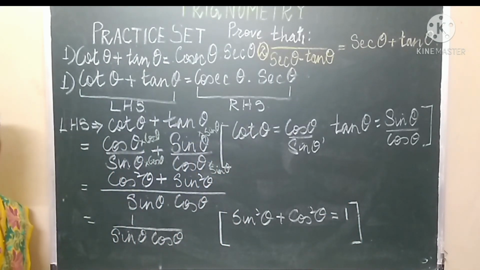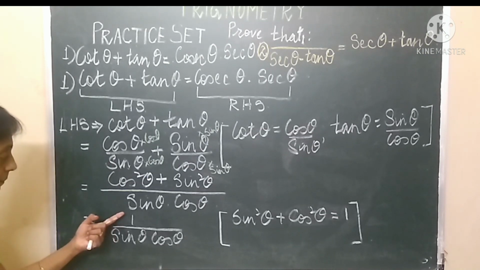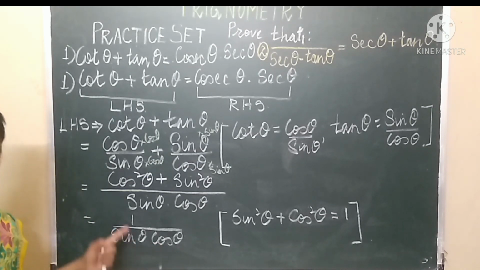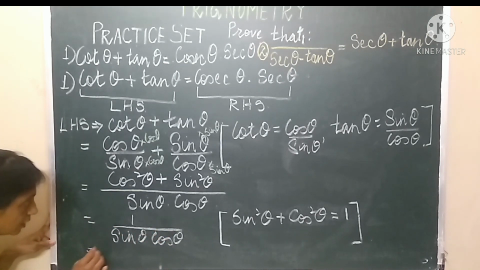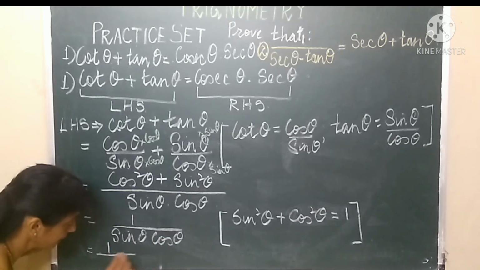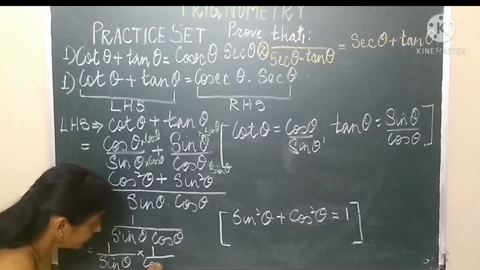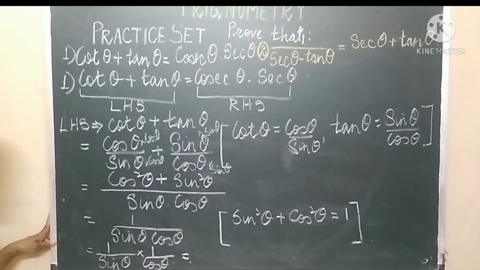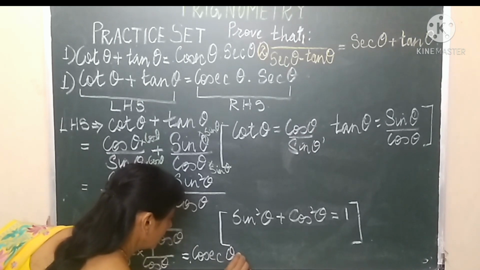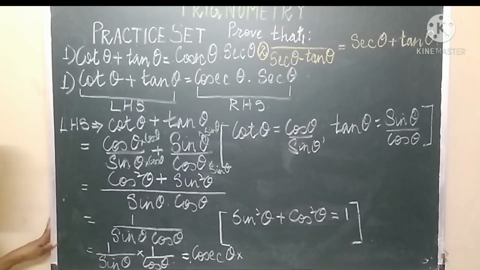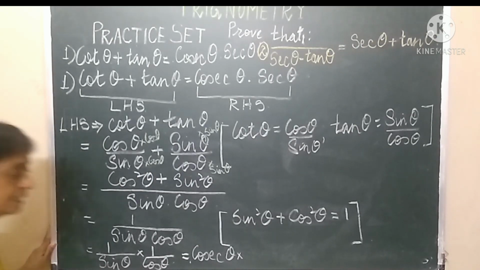Now children, we know the basic mathematical step: 1 upon a into b can be written as 1 upon a into 1 upon b. The same will be applicable over here. So 1 upon sin theta cos theta can be written separately as 1 upon sin theta multiplied by 1 upon cos theta. Right? So what is 1 upon sin theta, children? 1 upon sin theta, we know it is the inverse ratio, cosec theta. So let's substitute. 1 upon cos theta, its inverse is sec theta.